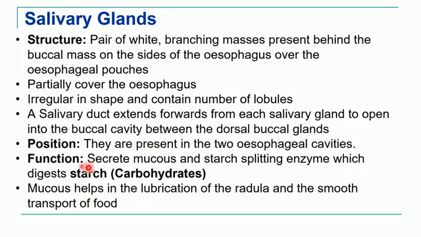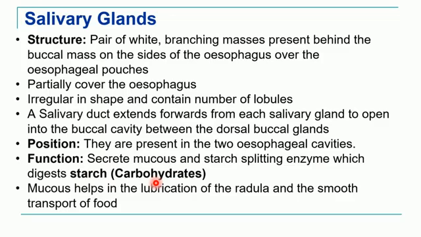Now we have seen the position: they are present near the esophagus, partially covering the esophagus. The function of salivary glands is that they secrete mucus and a starch splitting enzyme, which is responsible for digestion of starch. So we know that starch is nothing but a carbohydrate, that is, a polysaccharide.